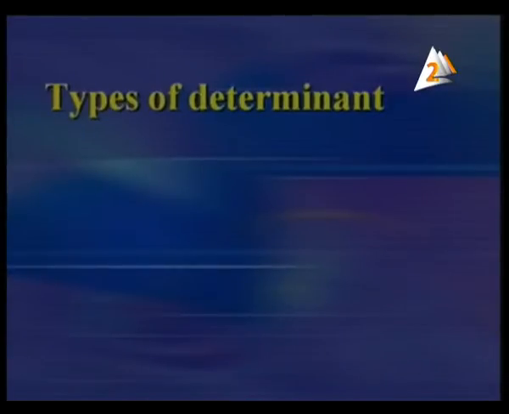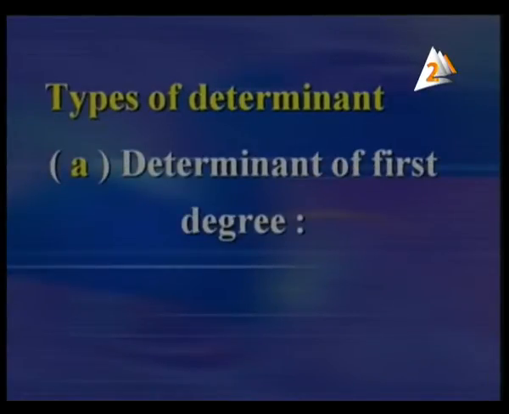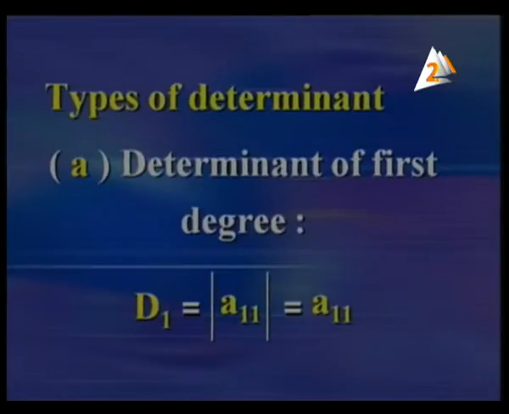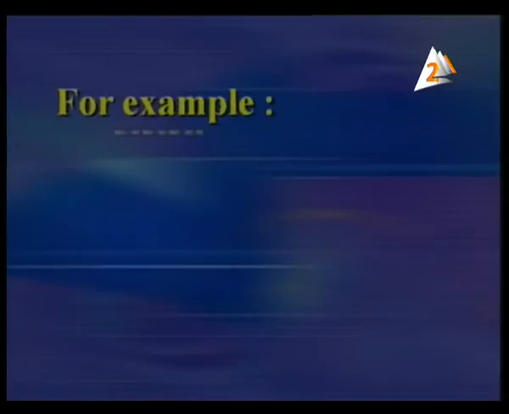Types of determinants. Number A, determinant of the first degree. What do you mean by the determinant of the first degree, dear student? D1 equals the determinant of A11. The element A11 has one row and one column, and its value equals A11. For example, the determinant of 6 equals 6.